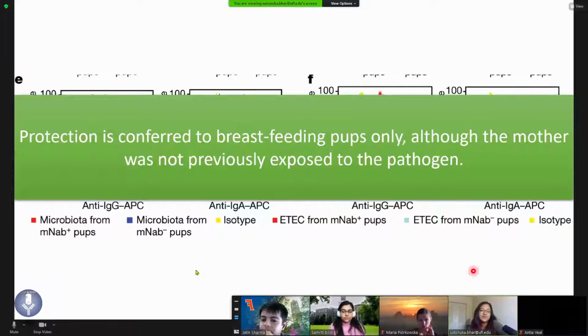By these experiments, they have confirmed that the protection is conferred to breastfeeding pups only. Breastfeeding pups having a normal mother only, although the mother was not previously exposed to the pathogens.